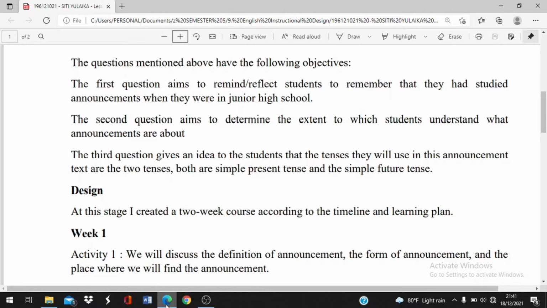The questions mentioned above have the following objectives. The first question aims to remind or reflect students to remember that they had studied announcements when they were in junior high school. The second question aims to determine the extent to which students understand what announcements are about. The third question gives an idea to the students that the tenses they will use in this announcement text are two tenses. Both are simple present tense and simple future tense.